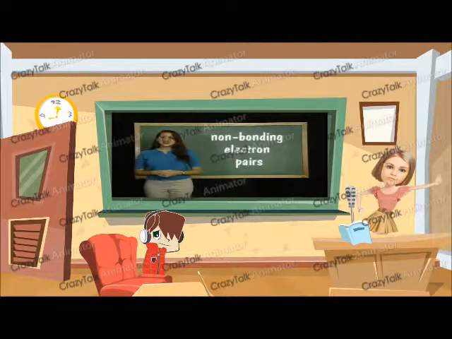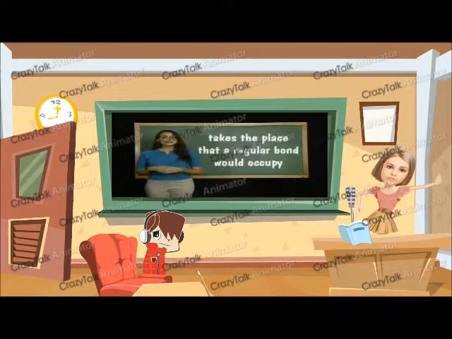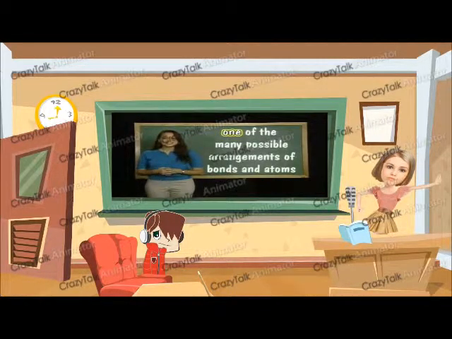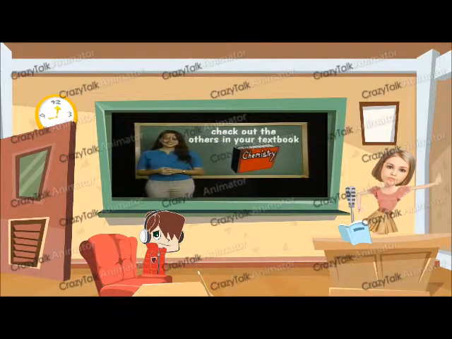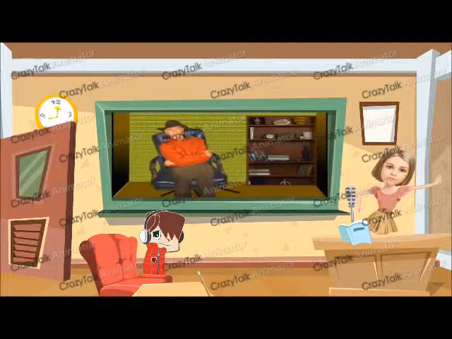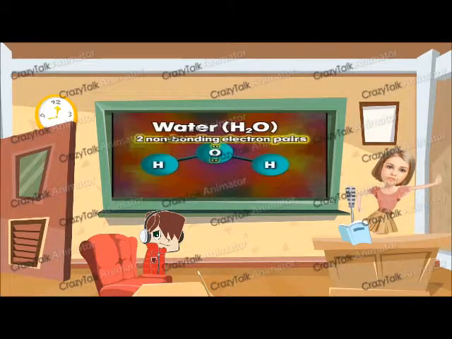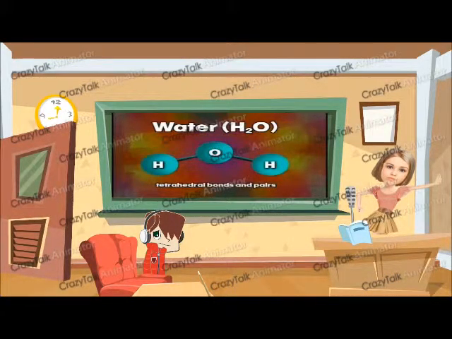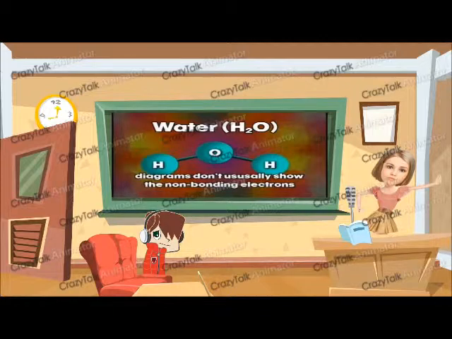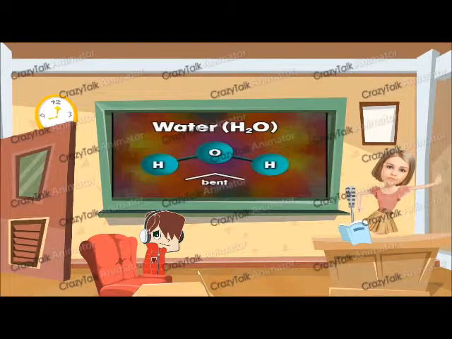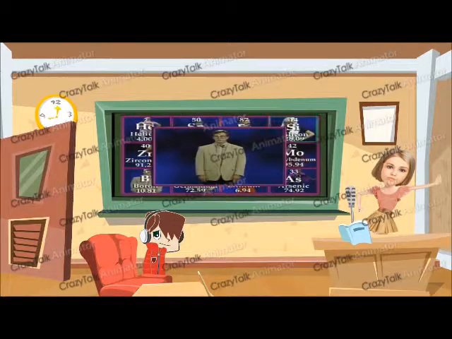Molecules can also have non-bonding electron pairs. The non-bonding electron pair takes the place that a regular bond would occupy. We will use water again as an example, but know that this example shows you only one of the many possible arrangements of bonds and atoms. Be sure to check out the others in your textbook. I'm checking out the other arrangements in my textbook. Water has two bonds between hydrogen and oxygen, but oxygen also has two non-bonding electron pairs. This gives water a tetrahedral arrangement of electron pairs and bonds. Since diagrams don't usually show the non-bonding electrons of oxygen, we usually just say that the water molecule is bent, rather than referring to it as tetrahedral. That's bent, bent, bent.